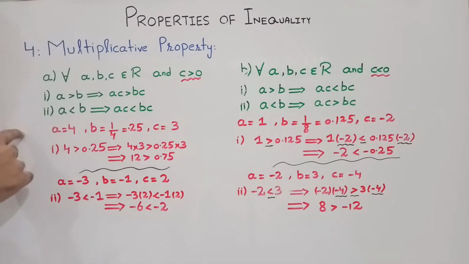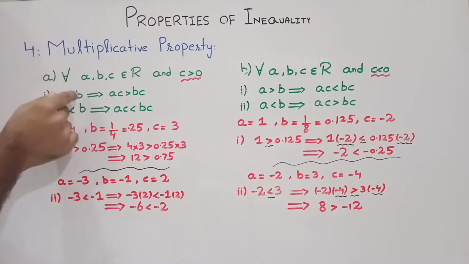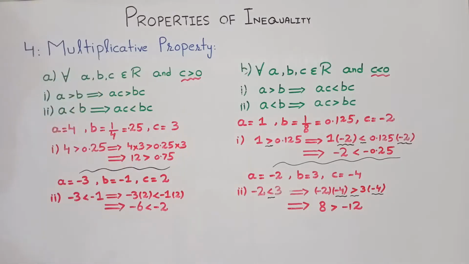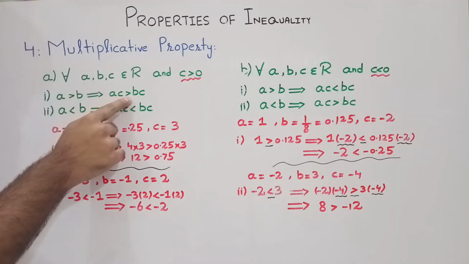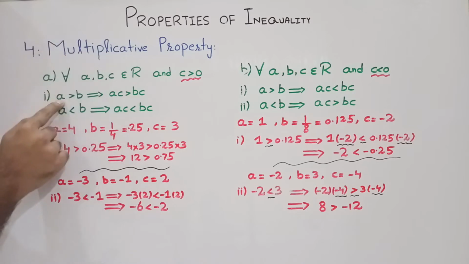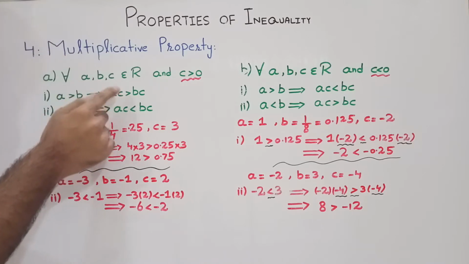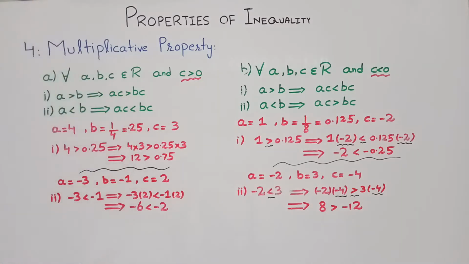Now this property says if a is greater than b and we multiply both sides of the inequality with a common positive number c, then in this multiplication the inequality does not change its direction. You can see a is greater than b. After multiplication, the product of ac would also be greater than the product of bc. This is the first condition of the first part.